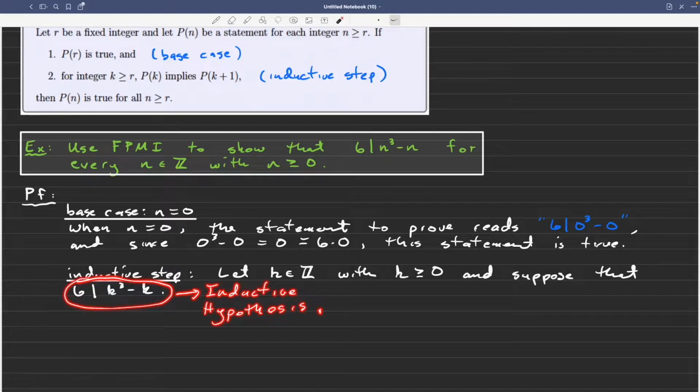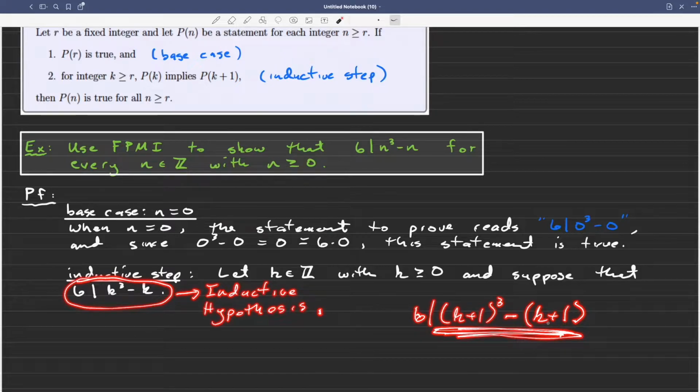So we want to use that inductive hypothesis to prove that the next version of the statement is true. Now the next version of the statement that we want to prove is that 6 divides k plus 1 cubed minus k plus 1. And in doing that, we're going to have to look at this expression here, k plus 1 cubed minus k plus 1, and we want to argue that we can factor a 6 out of it. And we'll have to use our inductive hypothesis to make that happen.